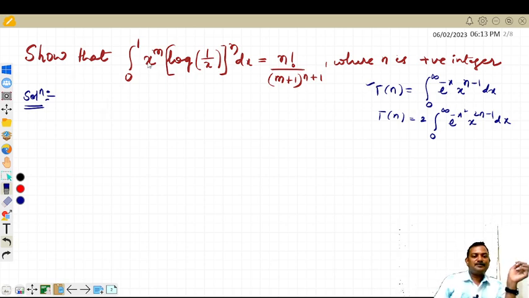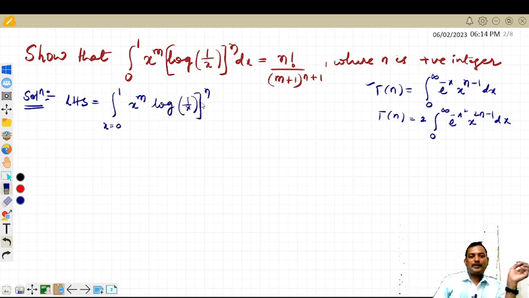Let's look carefully. So let us take the LHS. What is the LHS we have? That is, the integral where x runs from 0 to 1, x raised to m into log of 1 by x whole raised to n into dx. So what I am going to do is substitute the logarithm here, student.